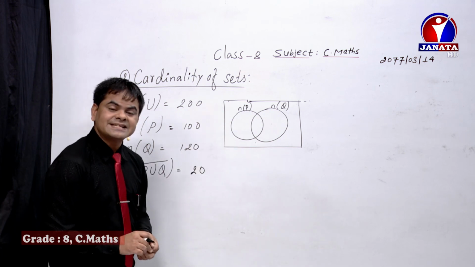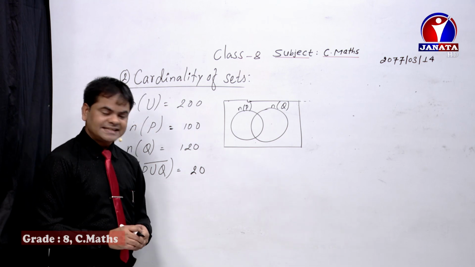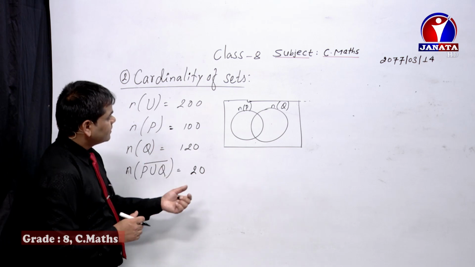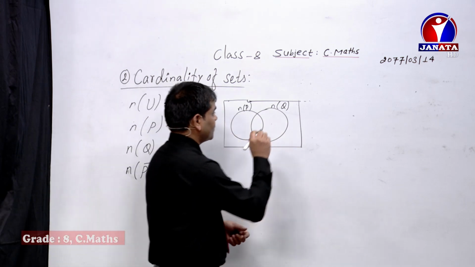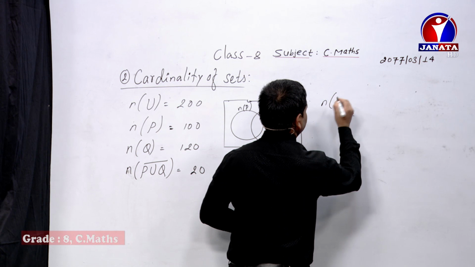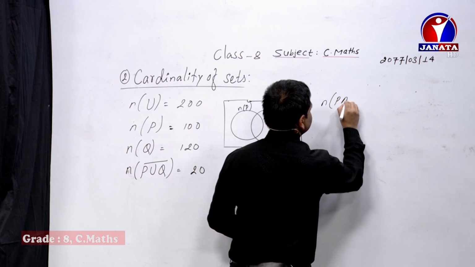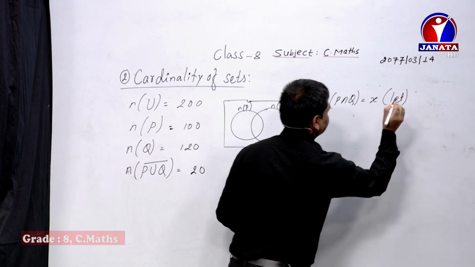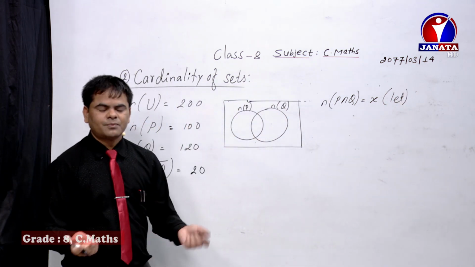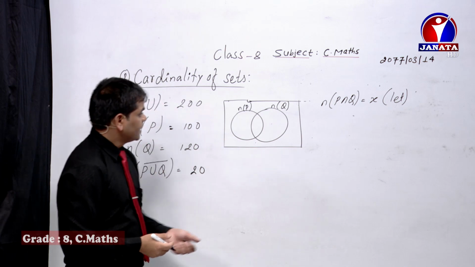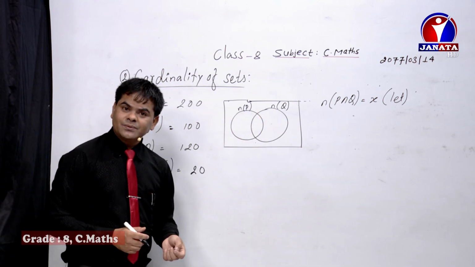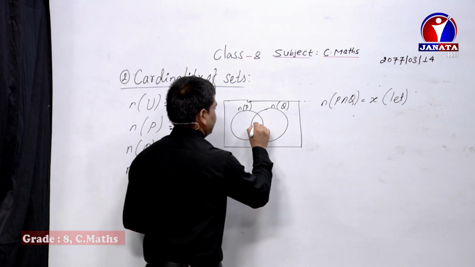You can suppose by taking any variable x, y, z. Let x be the number of people who like to have both P and Q. P intersection Q, let's suppose as x. You can suppose y, z, whatever you like. So if you do so, then what can be kept in the place of P intersection Q? Of course, we can keep x.